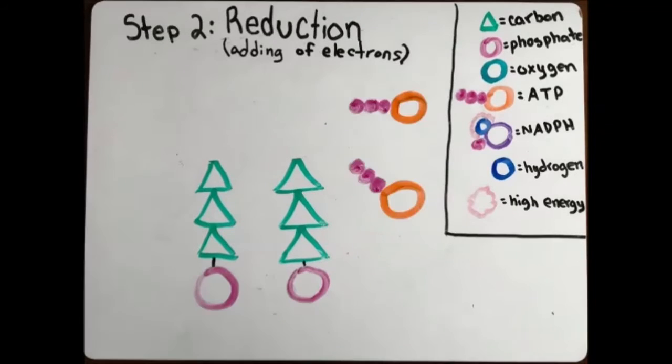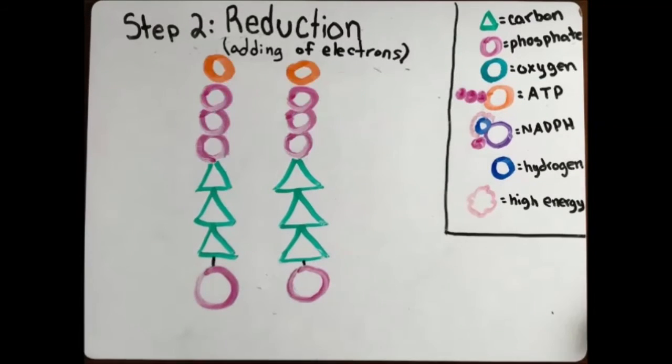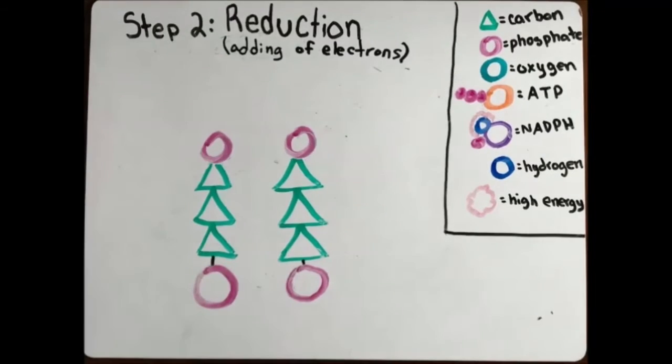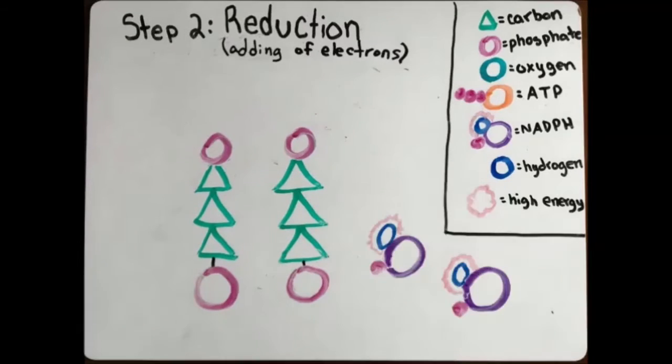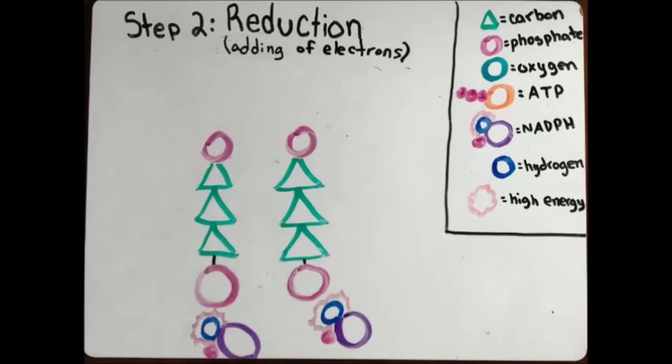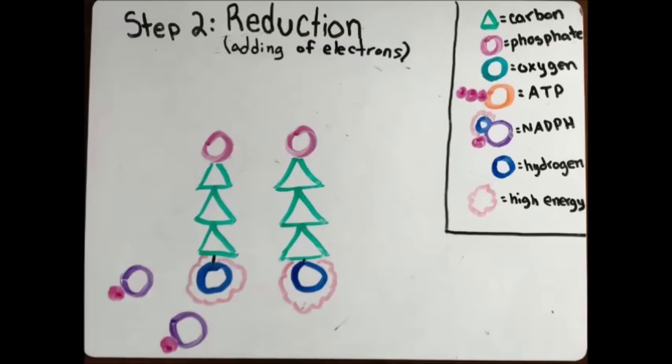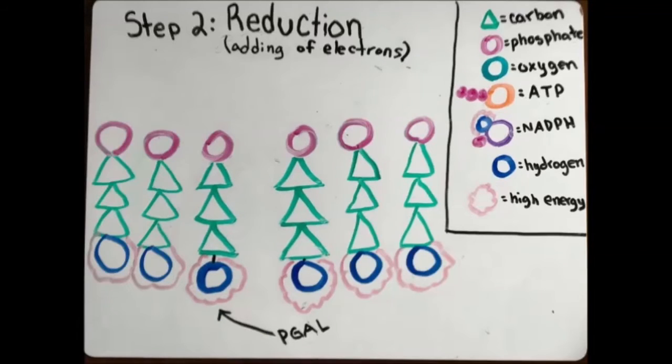2 ATP molecules come flying in like a couple of hooligans and attach one of their phosphates to the end of each of the 3-carbon chains. Then 2 NADPH from the light-dependent reactions come in and give the PGA molecules their excited hydrogens. Because of their new high-energy hydrogens, these new molecules are called PGAL.